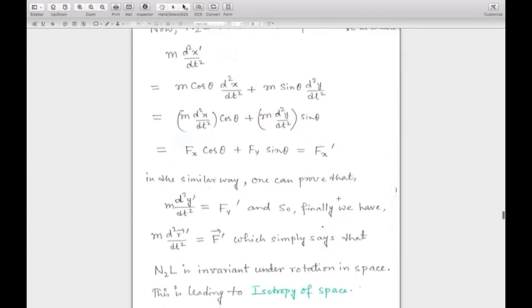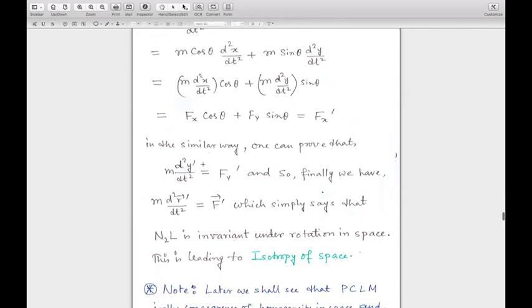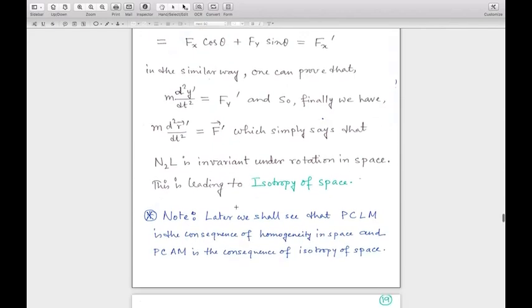So the x component of the mass times acceleration of the particle is equal to the x component of the force in the new coordinate system, the coordinate system after rotation. The same thing we can show for the y component. So vectorially this is also true, and it simply says that if you have a rotation about some axis, then Newton's second law is invariant under this rotation, and this is leading to the isotropy of space basically.